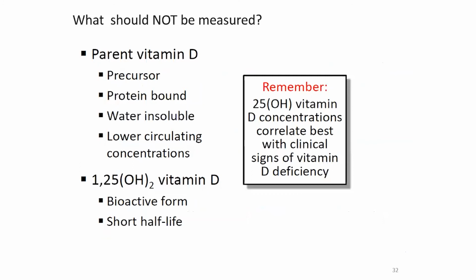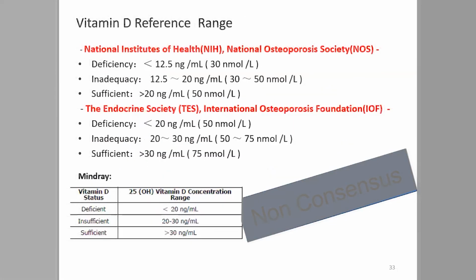And what should not be measured? It is the parent vitamin D, the precursor forms, which is not going to be measured. Many a time, the very active, short half-life vitamin, that is 1,25 vitamin D, is not measured either. Better is 25-hydroxy vitamin D because its concentrations are more stable and present in the circulation for a longer time. And this can best correlate with the clinical signs of vitamin D deficiency. That's what previous studies have proved.